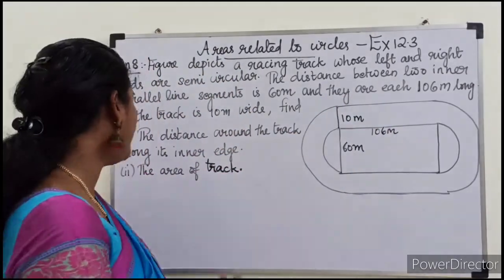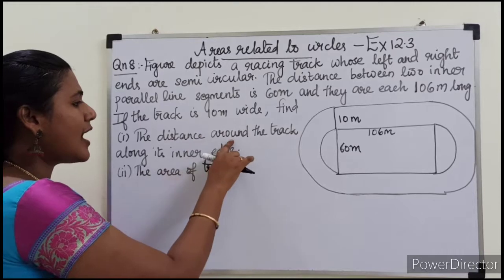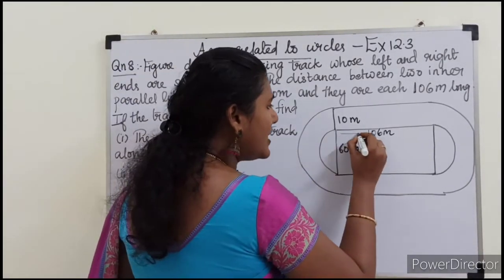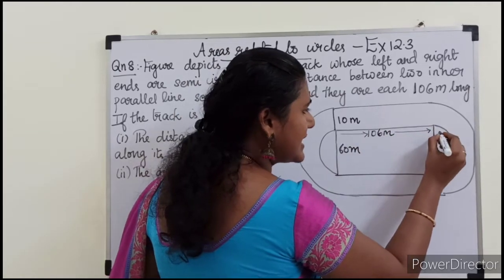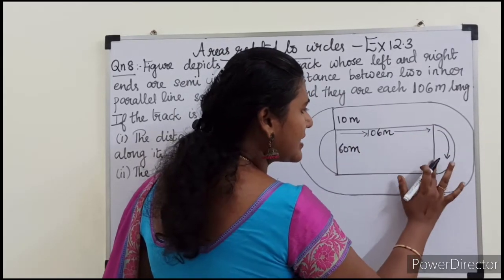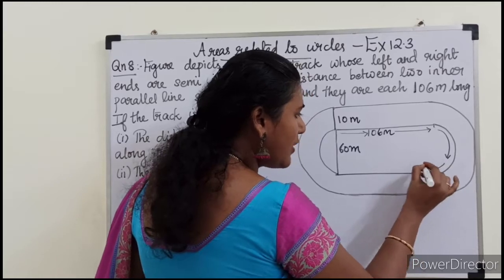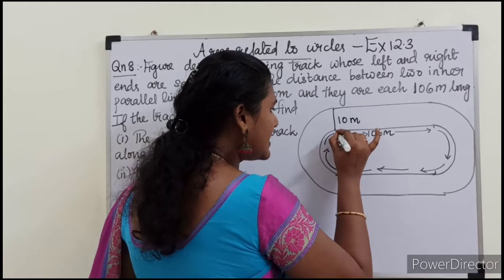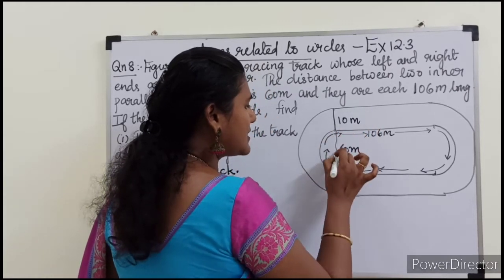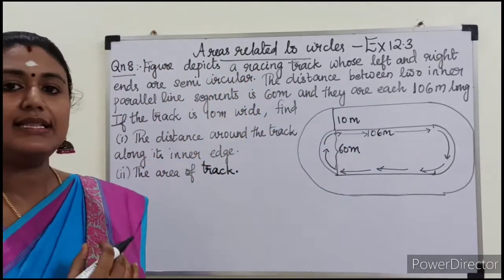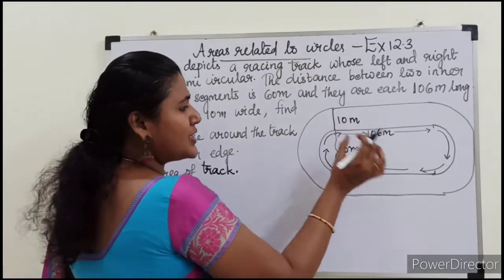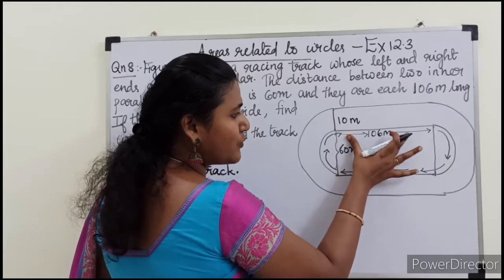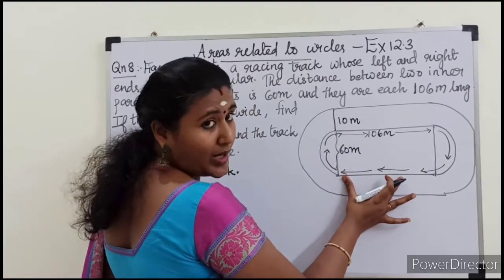The first part: we have to find the distance around the track along its inner edge. So actually we need to find this distance. This is actually the inner region, so on the inner edge you have to find this distance. For finding this distance, first consider that here we have two parallel lines. So this is 106 and this length is also 106.